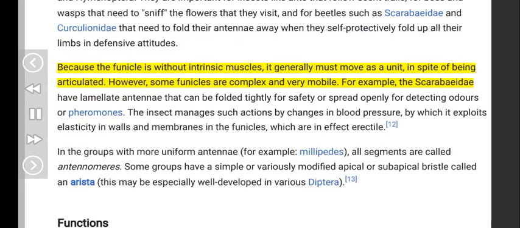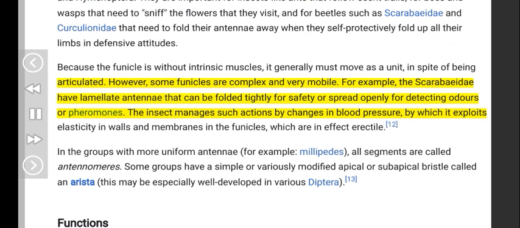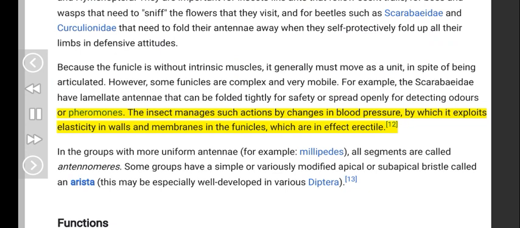Because the funicle is without intrinsic muscles, it generally must move as a unit, in spite of being articulated. However, some funicles are complex and very mobile. For example, the Scarabaeidae have lamellate antennae that can be folded tightly for safety or spread openly for detecting odors or pheromones. The insect manages such actions by changes in blood pressure, by which it exploits elasticity in walls and membranes in the funicles, which are in effect erectile.